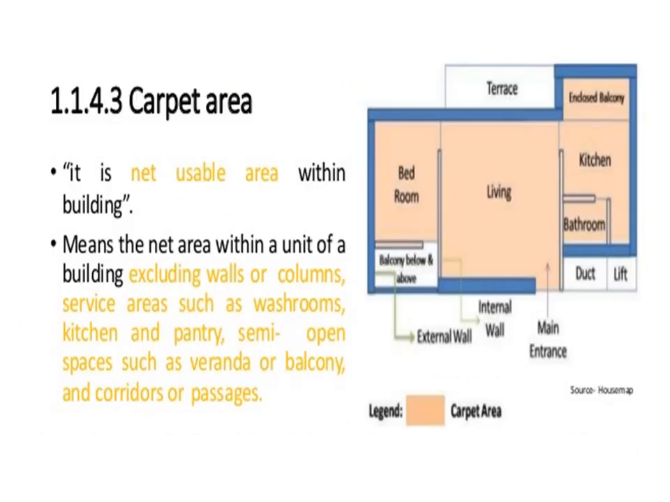This slide refers to carpet area. It is the net usable area within building, meaning the net area within a unit of building excluding walls or columns, service areas such as washrooms, kitchen and pantry, semi-open spaces such as veranda or balcony, and corridors or passage. In the figure or in the plan, the carpet area is shown.